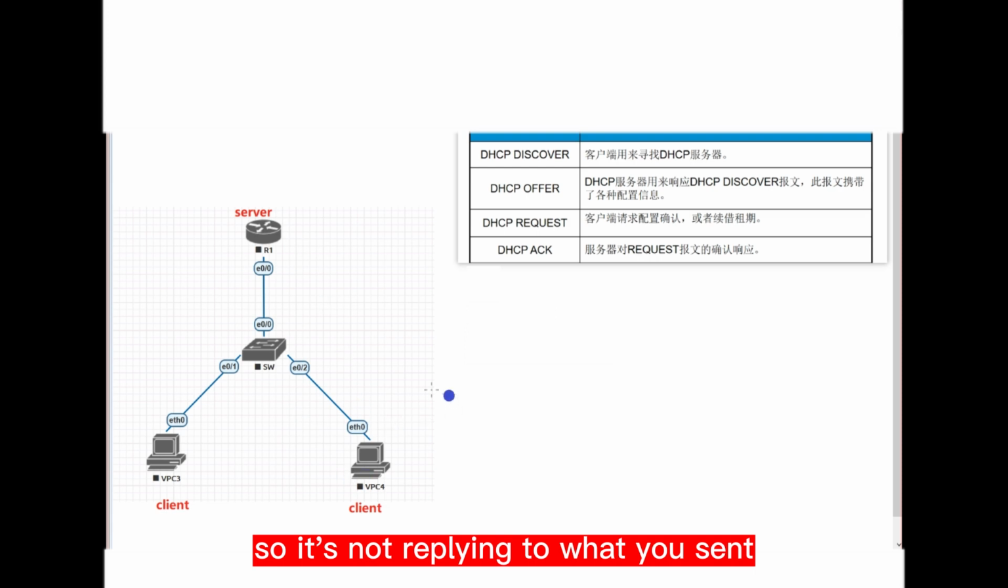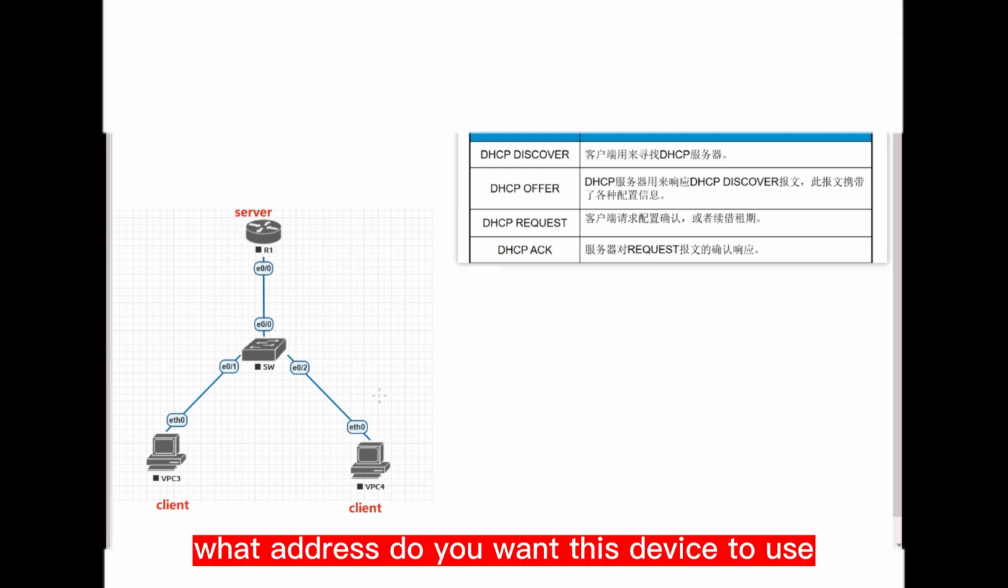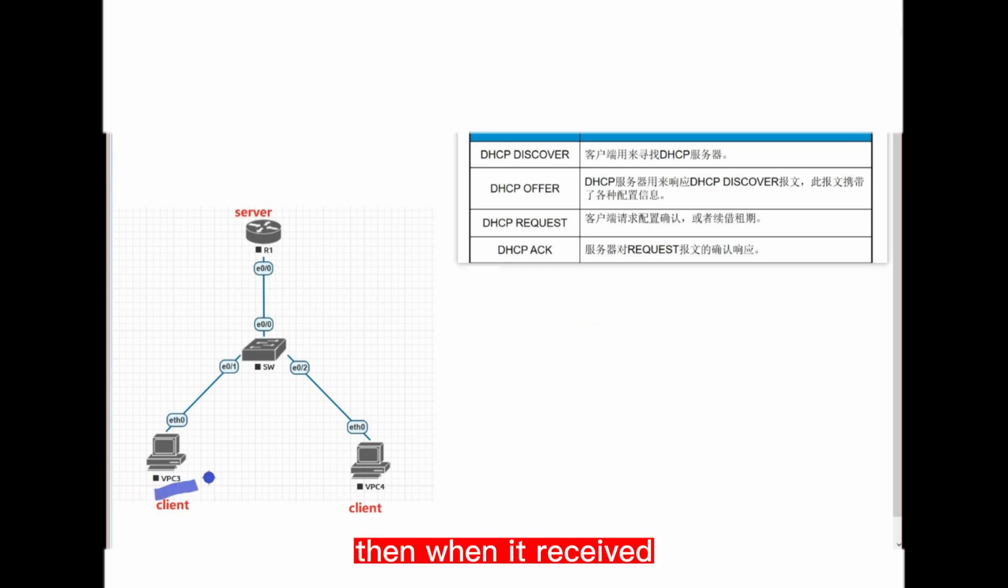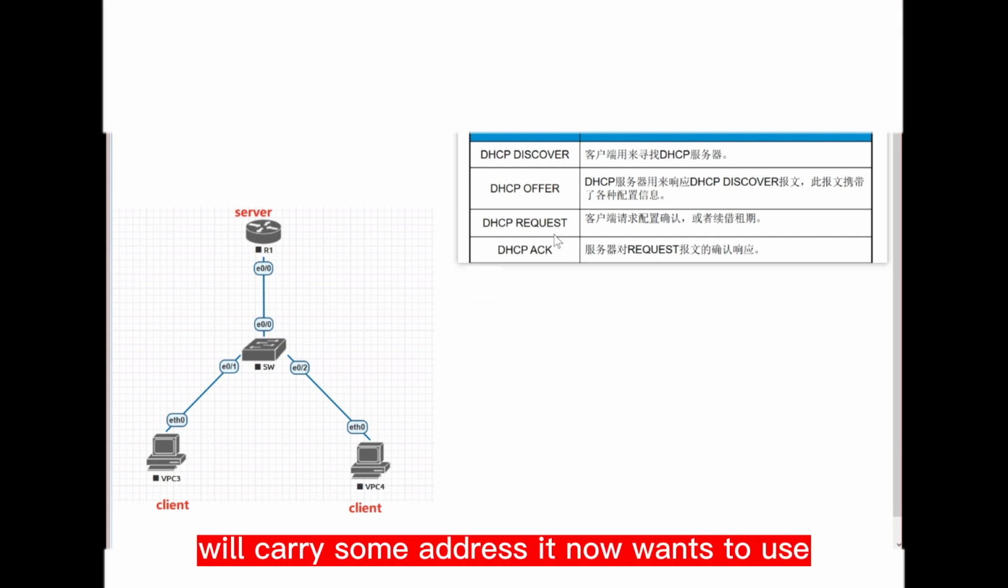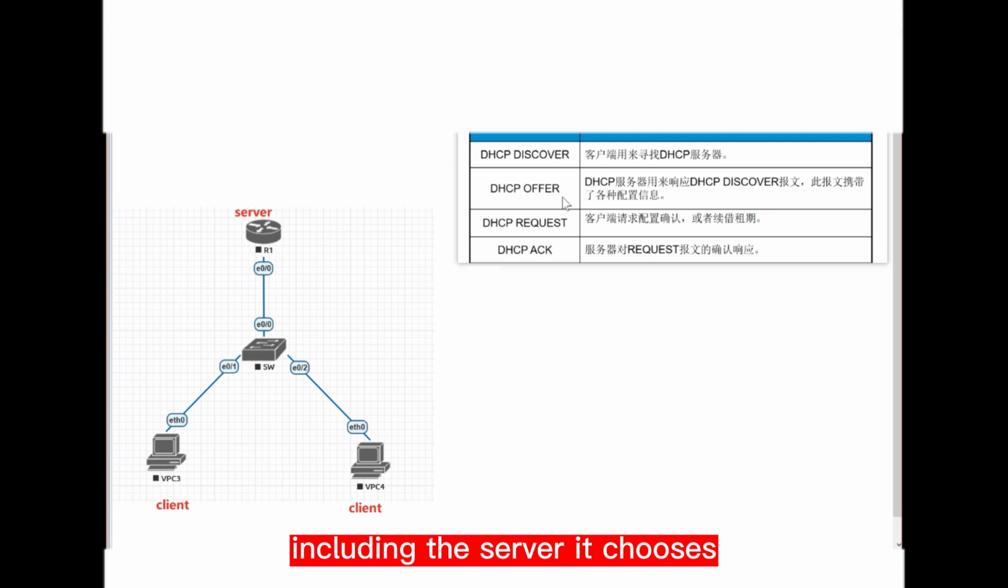So it's not replying to what you sent. Just know the way. This is called a DHCP offer. It will be carried in the offer: what address do you want this device to use? For example, you have planned some addresses here. Used it. Then when it received, it will reply again. It will reply a request. In this request message, it will carry some address it now wants to use, including the server it chooses.